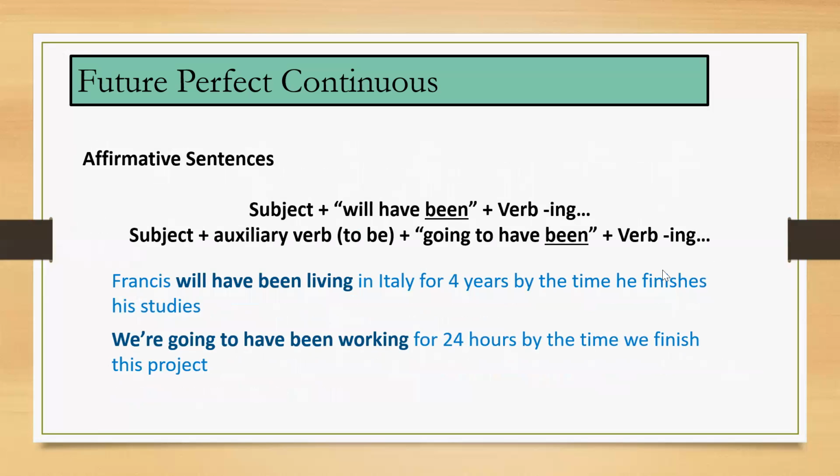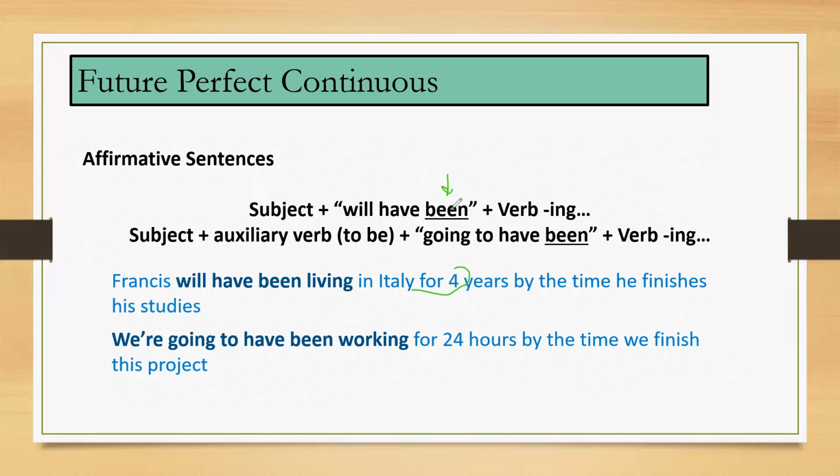Affirmative sentences. Okay. How can we build an affirmative sentence? It will take the will plus the have plus the been and the verb in ing. An example, Francis will have been living in Italy for 5 years by the time he finishes his studies. Okay. So Francis, he's right now living in Italy. Okay. And by the time he finishes his major, that will be 4 years.